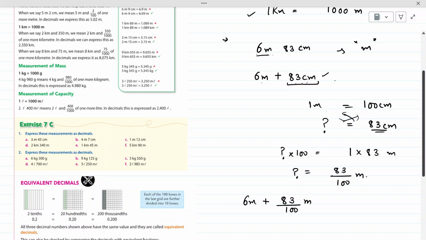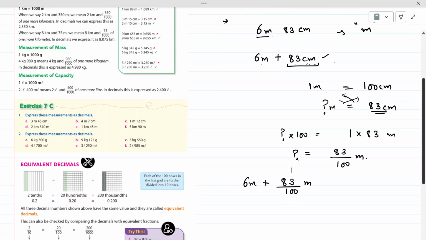So we have to convert this 83 centimeters to meters. For that, we are using the simple formula. We know that 1 meter is equal to 100 centimeters. So how many meters would be there in 83 centimeters? We have to find it. We are doing the cross multiplication, and we have found out that the value of 83 centimeters is equivalent to 83 by 100 meters.